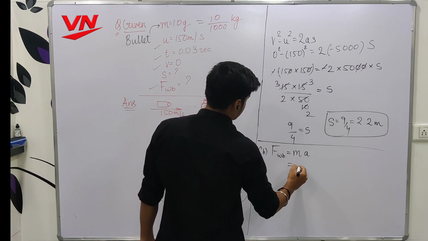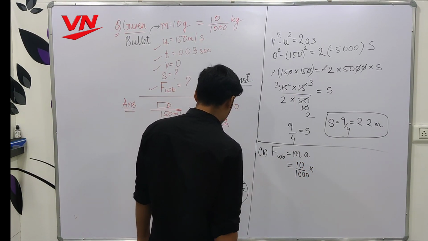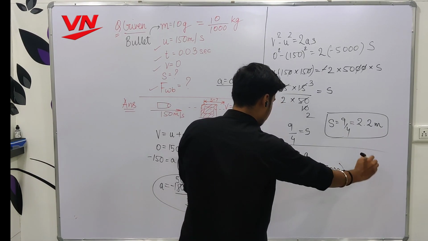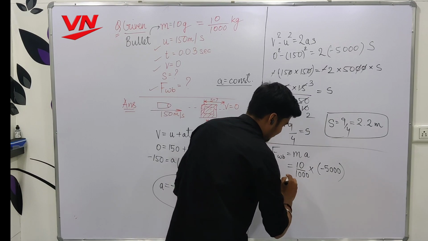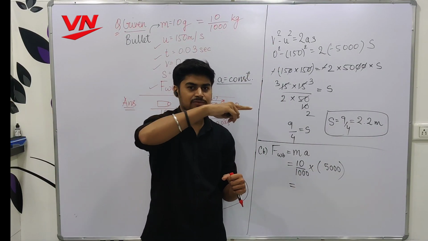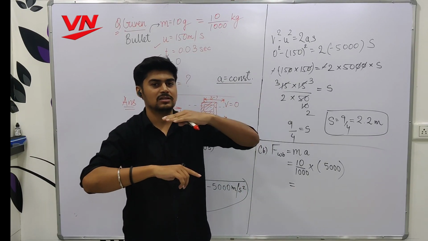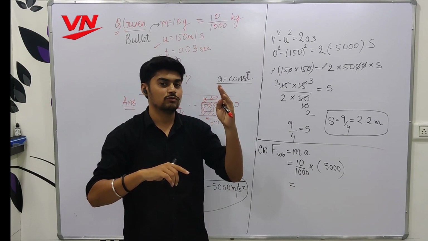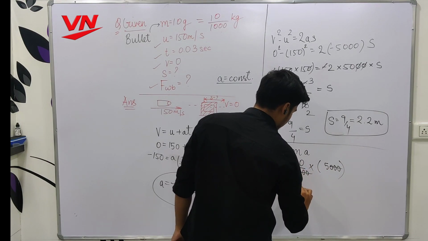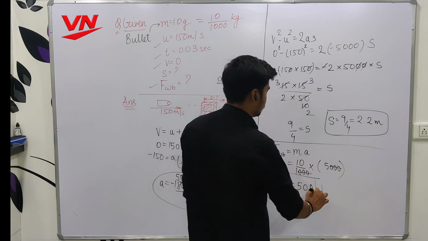Mass of the bullet was 10 by 1000. Acceleration we have calculated, minus 5,000. But we will take it as positive. Why? If this is the force of the bullet on the wooden block, which was negative, then the direction of the force of the wooden block on the bullet will be negative. Cancel these 3 zeros. I will get 5 tens are 50 Newton. Force by the wooden block will be 50.